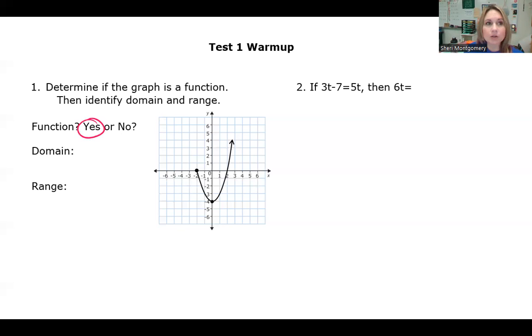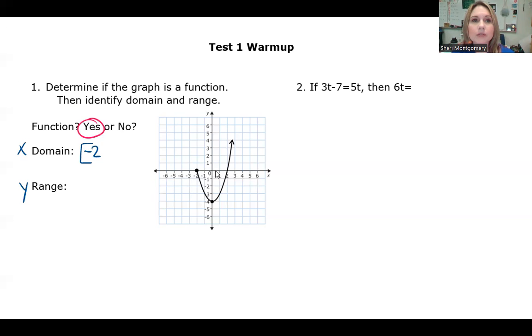The domain goes with x, range goes with y. So we're looking at how far left does my graph go? And you have to have the smaller number on the left for both of them every time. To the left, it looks like I start at -2. And there's a closed circle there, so I need a bracket.